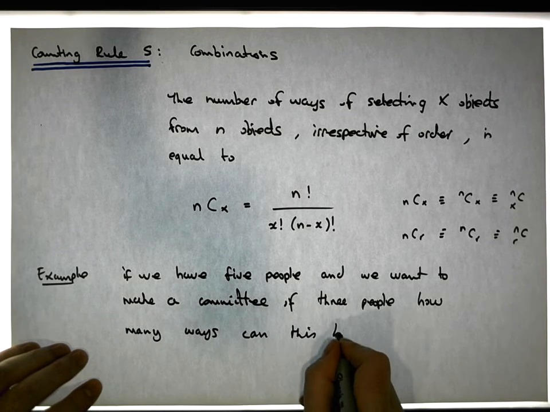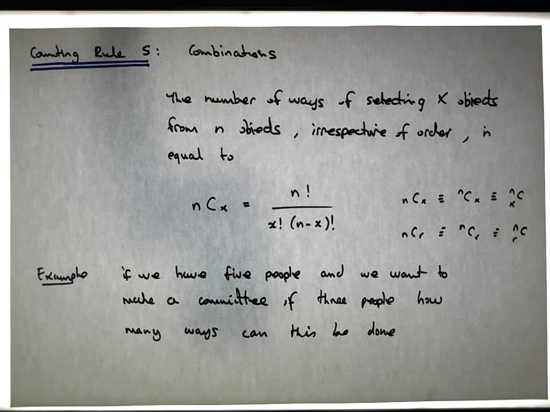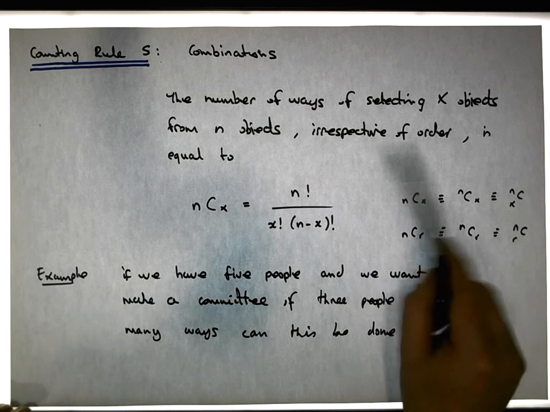So if you think about it, we have 5 people. I need a committee of 3 people. I could take the first person, the second person, the third person. I could take the second person, the first person, the third person. But actually, that's the same committee. So the order doesn't matter, irrespective of the order, and this is what's known as a combination.